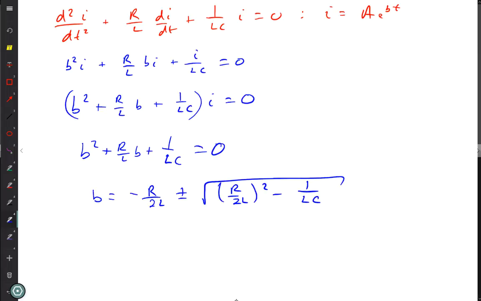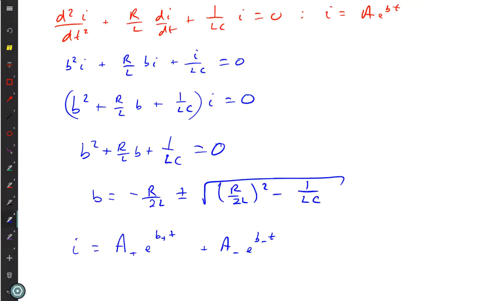So now I would have b has two values here. Value 1 with the plus sign, value 2 with the minus sign. And so my total solution would be I is equal to A plus e to the B plus t plus A minus e to the B minus t. And that would be my solution. And the B plus, the B minus, those you match from the values of R, L, and C. And the A plus and A minus you match from your initial and final voltages or currents.